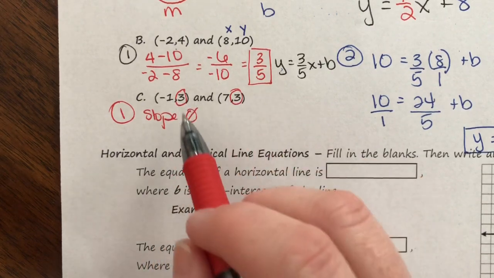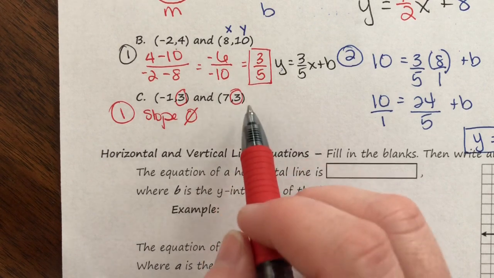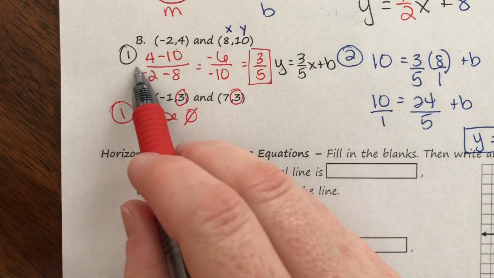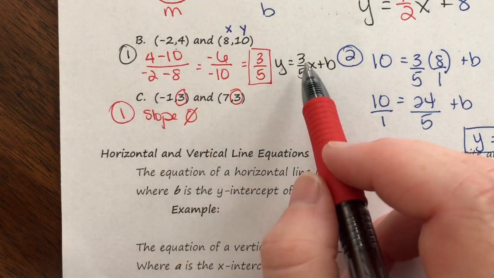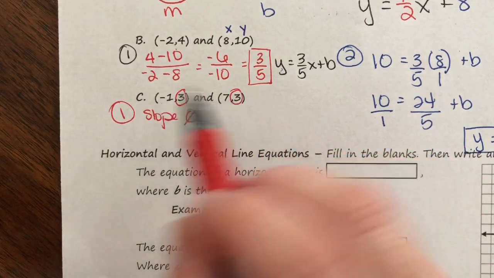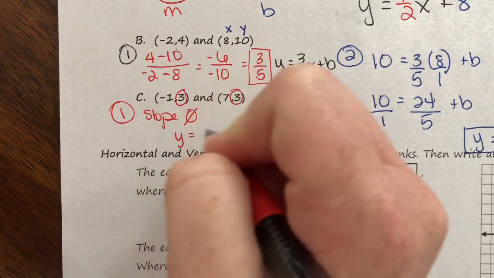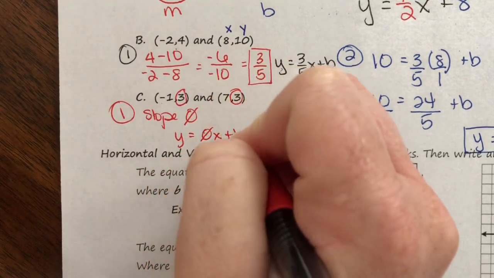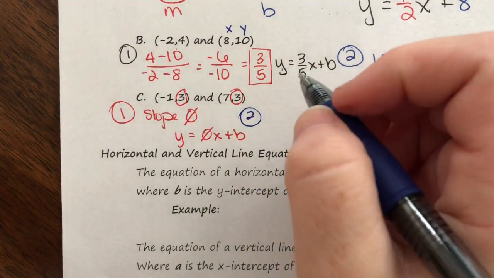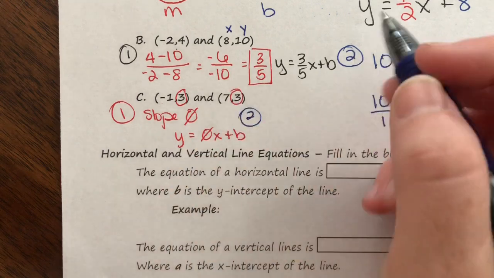And if you think about the graph, it makes sense, right? If I go over backwards -1 and up 3, or forward 7 and up 3, my line's going to have to go through those 2 points, right? So it's going to have to go side to side. So my slope is 0, so my equation is going to be y equals 0x plus b. So when I do find the b-intercept in step 2, let's use 7 and 3.